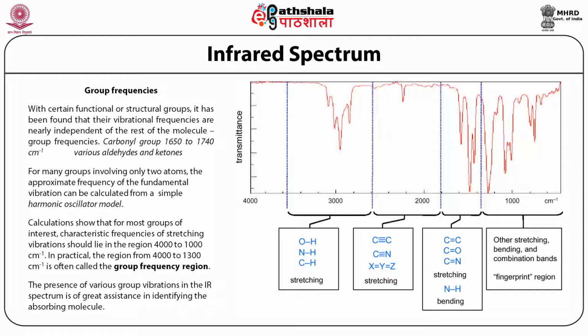The third region lies around 2000 wave number, and it gives you the information about carbon-carbon triple bond, carbon-nitrogen triple bond, and XYZ stretching. And the first region, the region of highest frequency, gives you the information about the single bond stretching of OH, NH, and CH. But it is very important to note that if you get the spectra of the fingerprint region, you can identify any molecule of interest very easily.